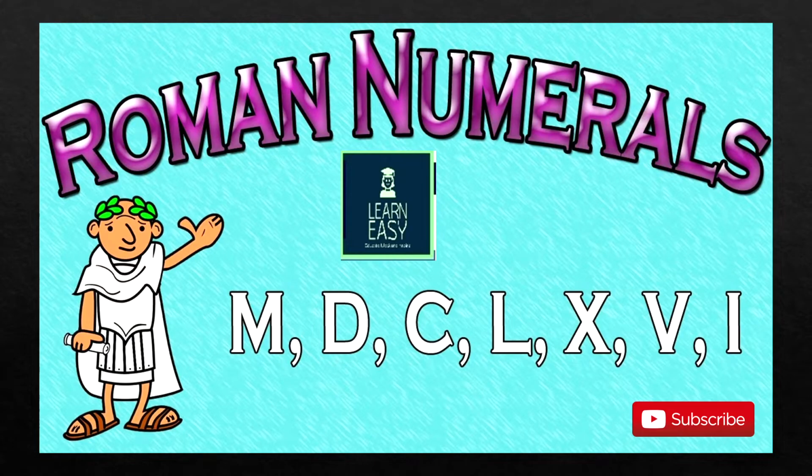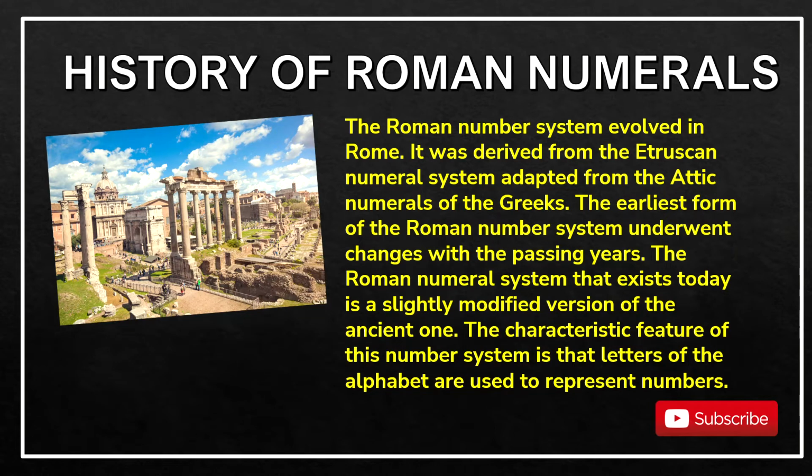Let's begin Roman numerals from Learn Easy. Roman numerals originated in ancient Rome. Romans did not have a zero in their number system and were not aware of the place value system either. It was derived from the Etruscan numeral system, adapted from the Attic numerals of the Greeks. The earliest form of the Roman number system underwent changes with the passing years. The Roman numeral system that exists today is a slightly modified version of the ancient one.